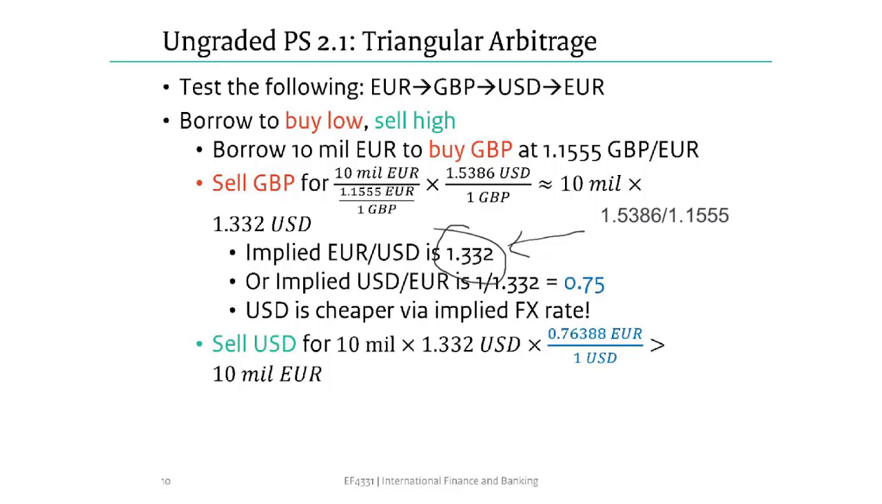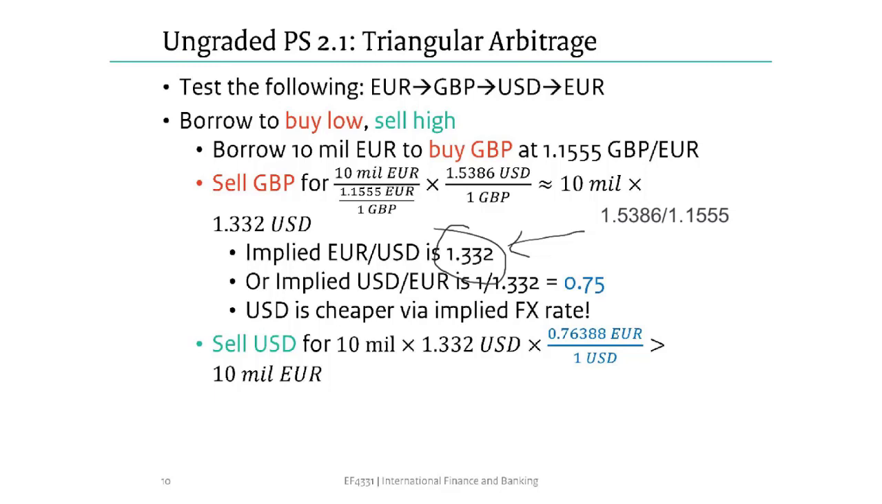Hopefully more intuition makes the math more readable. So we have the quantity of British pounds, and then we sell all our British pounds for US dollars, so we multiply by the price. We get 10 million times 1.332. This is our implied euro to USD exchange rate because we started from euros and we're converting to USD. The implied quote includes these two conversions: this term divided by this term, 1.5386 divided by 1.1555, gives you this 1.332.